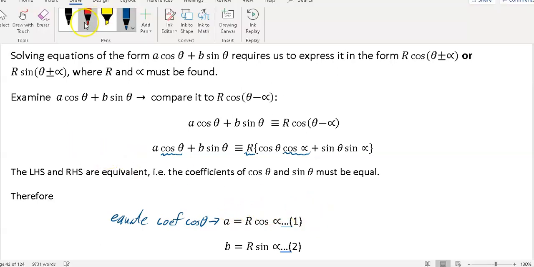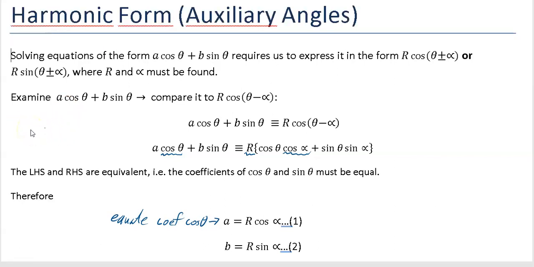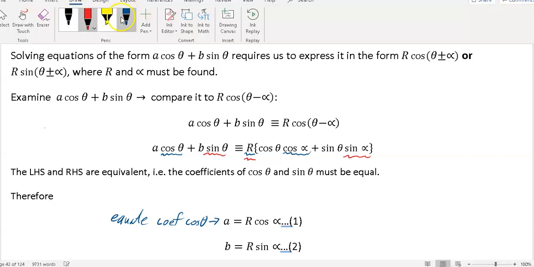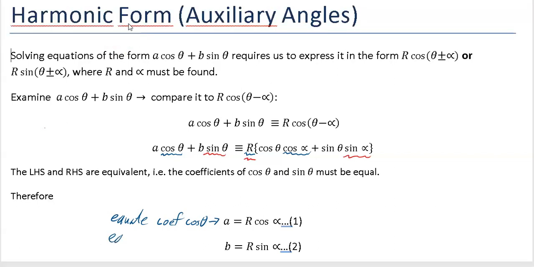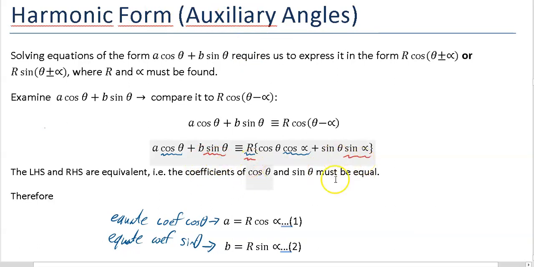The other way we could do this, I'll use a different color pen, we could look at our coefficients of sine. So here's my sine. On the left hand side, sine is clearly being multiplied by b. On the right hand side, sine is being multiplied by r and sine alpha. So we have equated the coefficients of sine theta to get this line. On the left hand side, b was multiplying sine theta, and on the right hand side, r and sine alpha was multiplying sine theta.